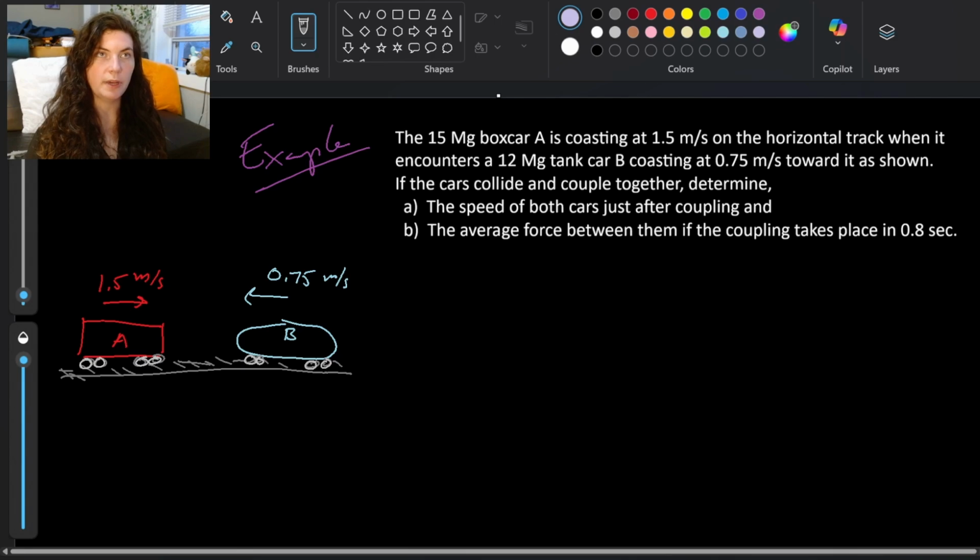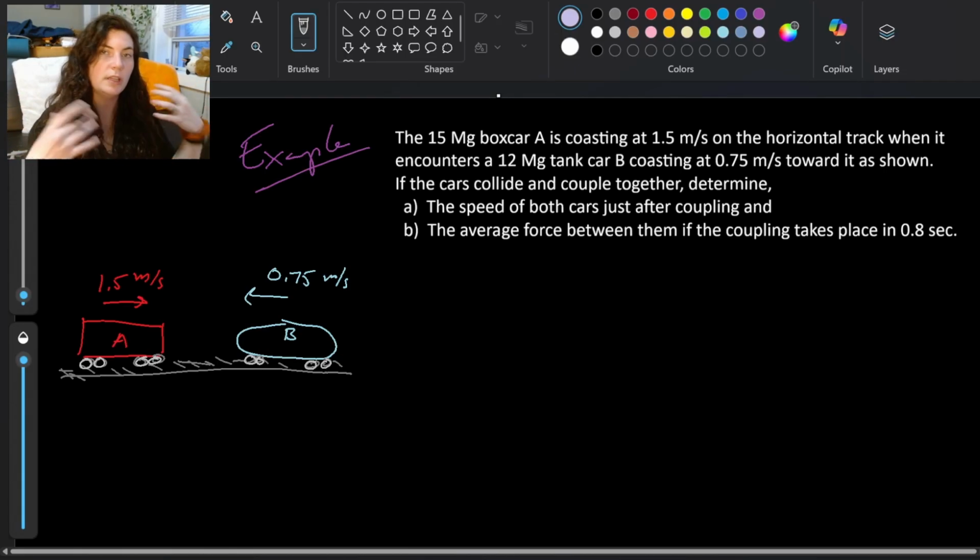In our first example, we have a 15 megagram boxcar A, our little red boxcar on the left, that is coasting at 1.5 meters per second on the horizontal railroad track when it encounters a 12 megagram tank car B, coasting at 0.75 meters per second towards it as shown. So they're coming in towards each other, and the cars are going to collide. When they collide, they're going to stick together and couple. Their latches are going to lock into each other, and they're going to start moving together in one direction.